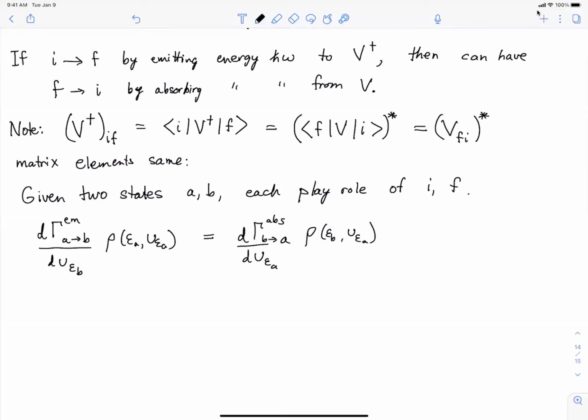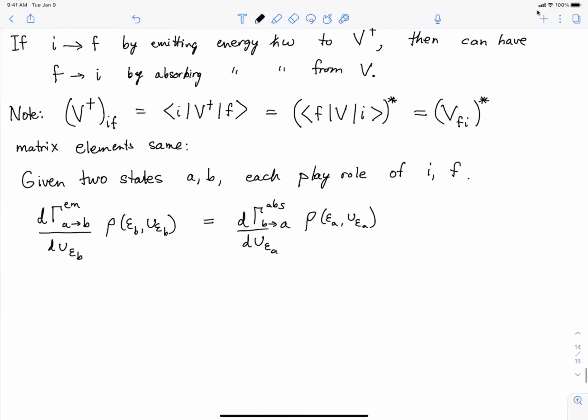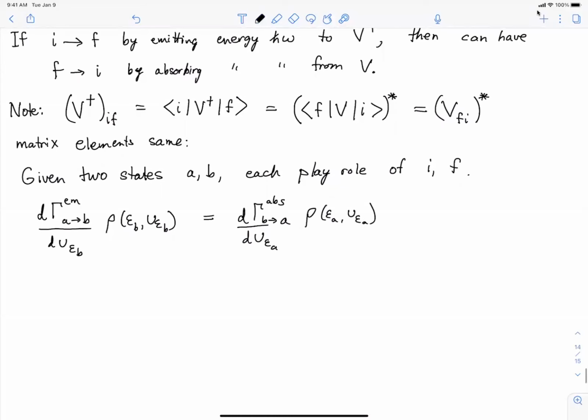Oops, I think I put the wrong labels on my density of states. This should be, so in every case, it should be the final state density. So this should be A, and this should be B and B. Okay, so it's not quite so simple as just saying the rates are the same. You have to multiply by the densities of states to get equality between the two rates. But for any given system, it may be complicated, but you can work out the densities of states. And so you have a nice relation, which is called detailed balance.